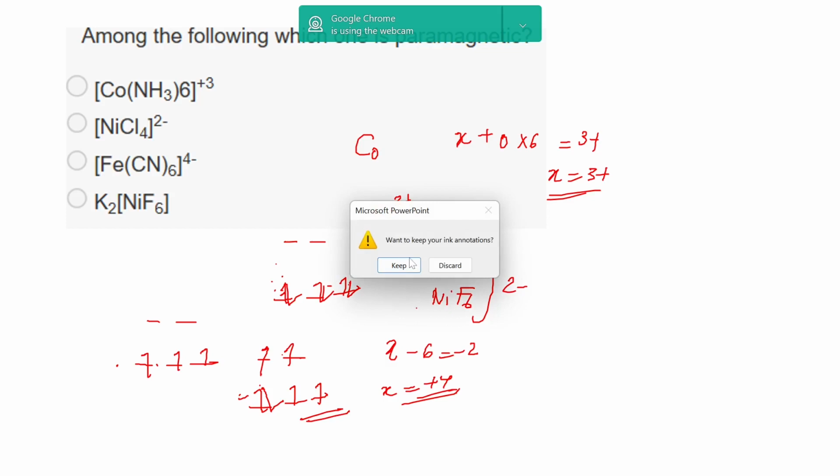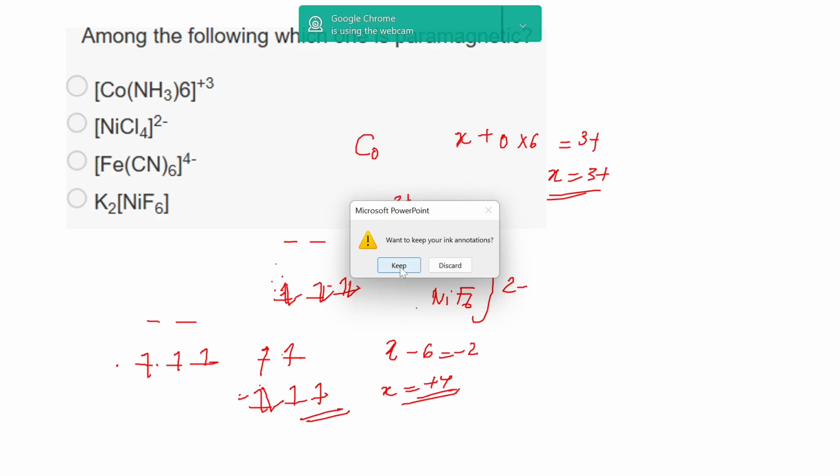Ma'am, in this question, two of them are paramagnetic, right? Yeah, NiCl4 and Fe(CN)6 also. No, NiCl4 and NiF6. Option B and option D are paramagnetic in nature. Fe(CN)6, yeah, as I showed here, it is diamagnetic.